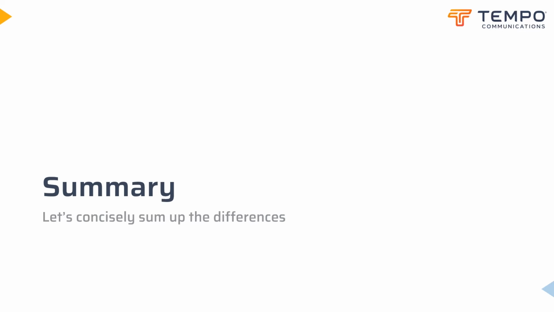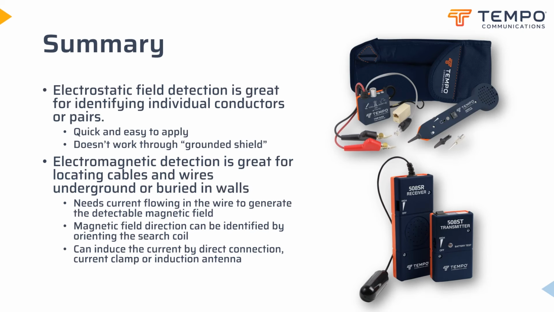Let's try to put all this in a few key points. Depending on your role, you may need either or both technologies in your arsenal. Electrostatic wire identification to tell apart individual wires and pairs, and magnetic location for cables and wires you can't currently see. Remember that both techniques rely on alternating signals standing out from background static electric fields or the Earth's magnetic field.